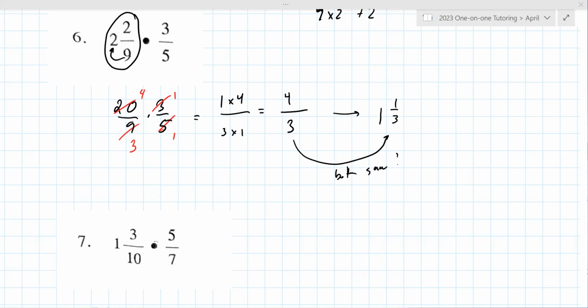Okay, so I got 13 over 14. Yes, that is correct. Very good. And for number 8, I got 1 and 1/20th.